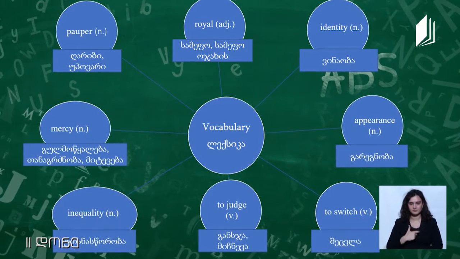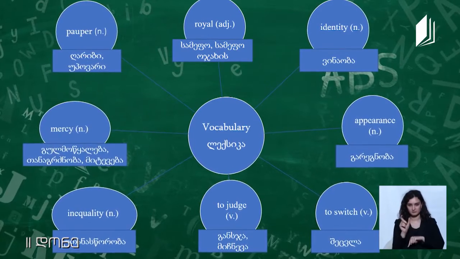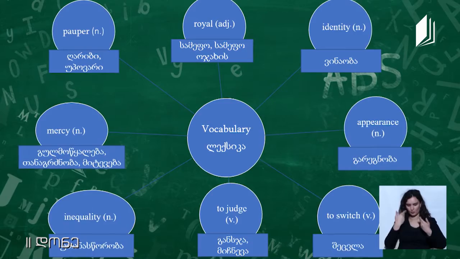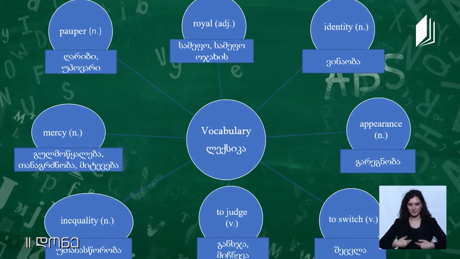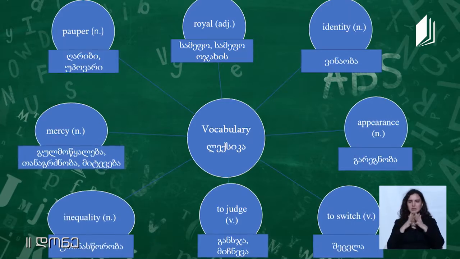Next up, we have identity. Identity is the characteristics that make a person who he or she is. And one of the characteristics of someone's identity is their appearance. So that's our next word, appearance, and it is the way someone looks or seems to look. Yes. Now we have to switch. To switch means to change positions or to change places. This will be a huge plot point for our story today.